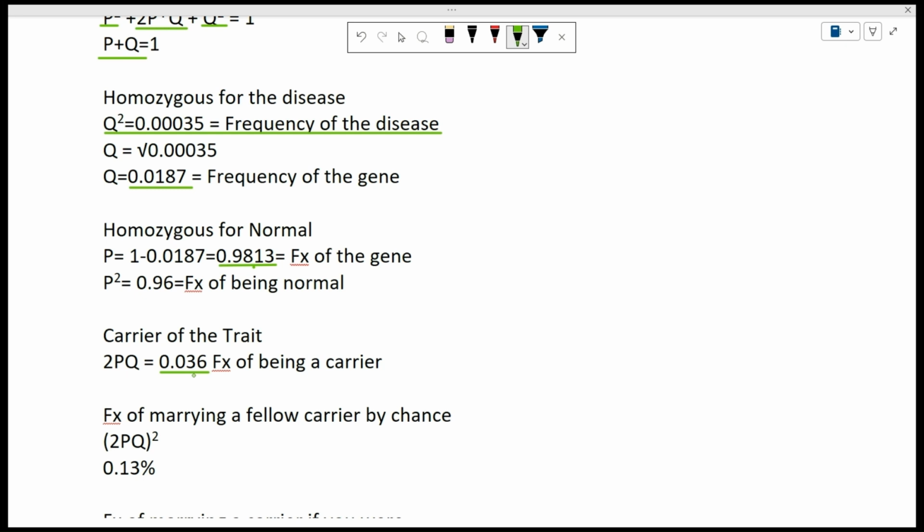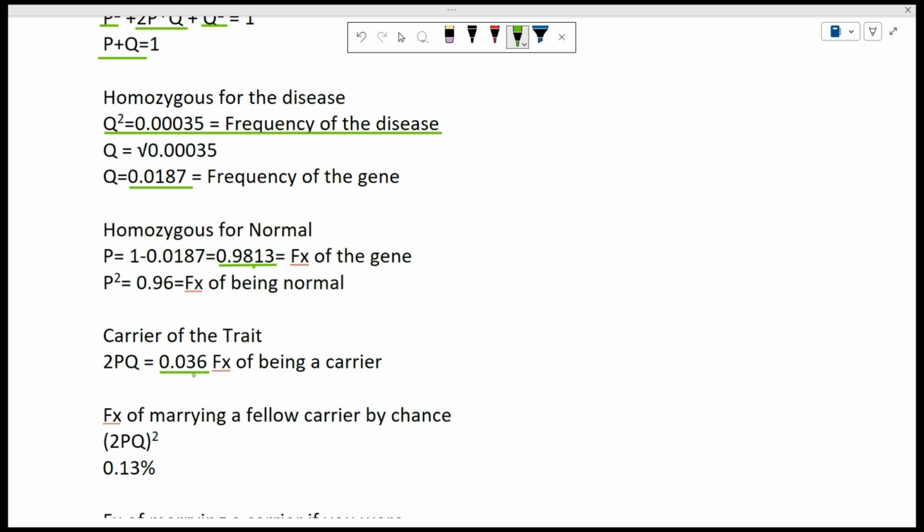Well, then, if the chance of me being a carrier is 3.6% and the chance of my wife being a carrier is 3.6%, what's the chance of these random people meeting and marrying? Well, the chance would be about 0.13%. Put another way, out of every 10,000 people that get married, 13 of them are both going to be carriers.